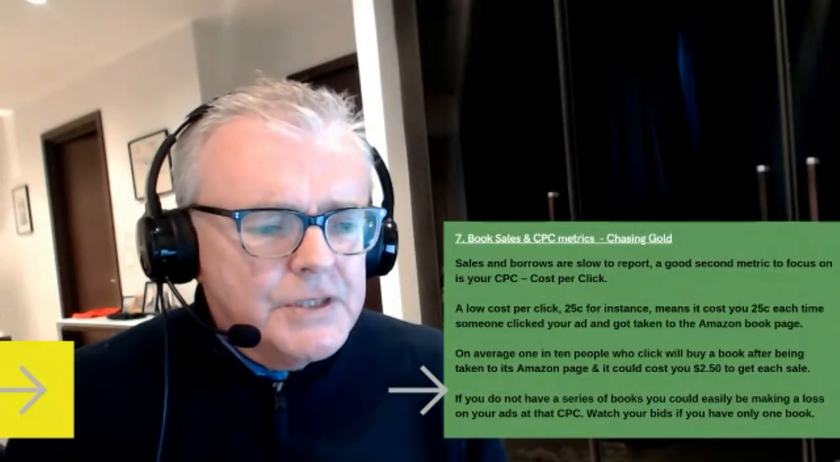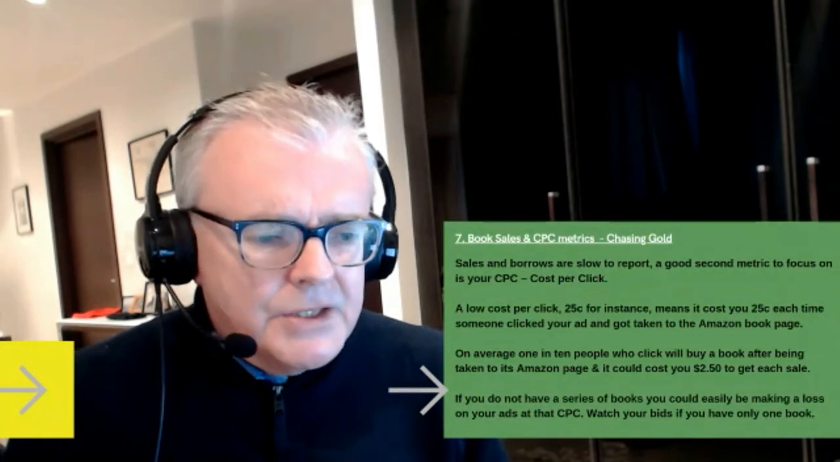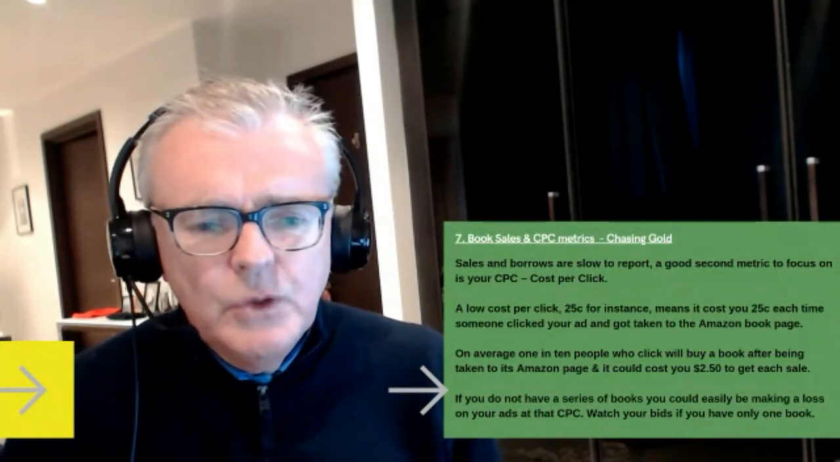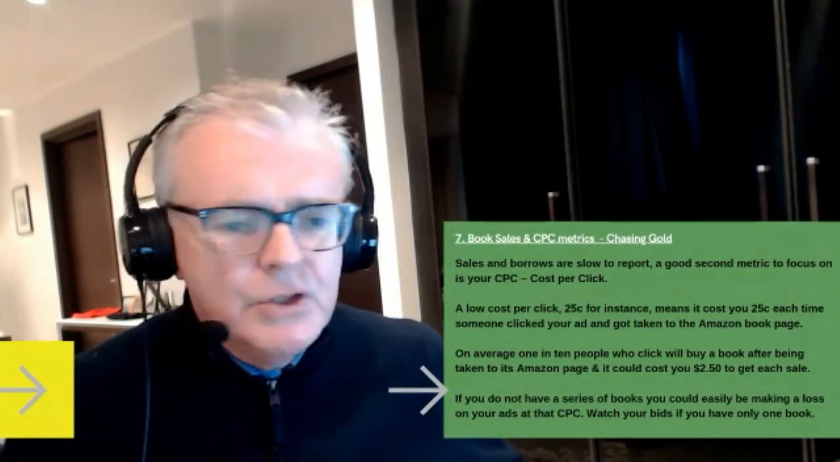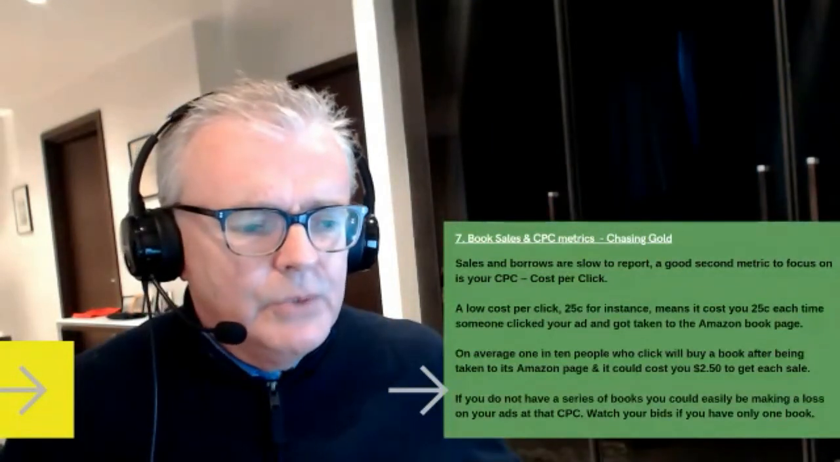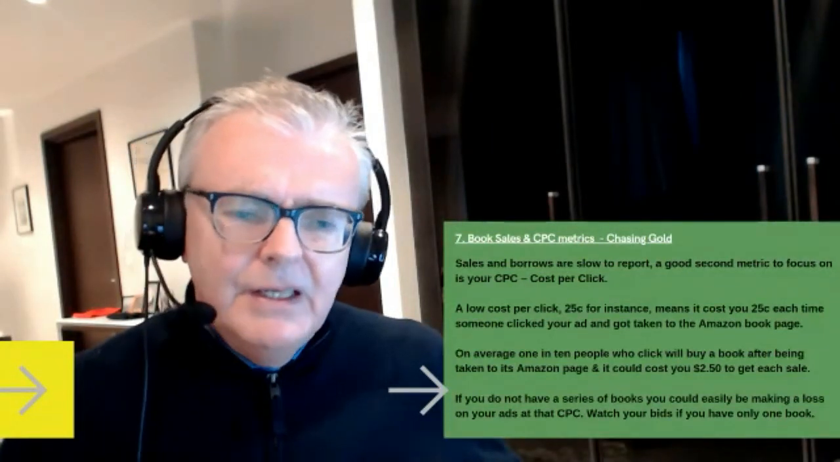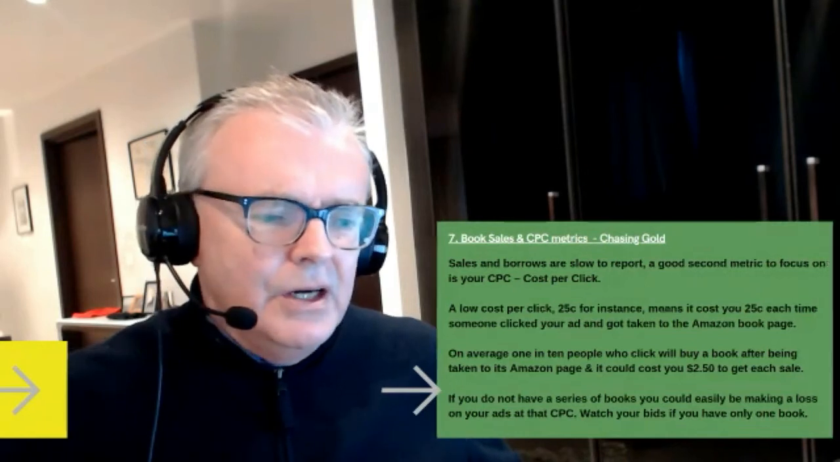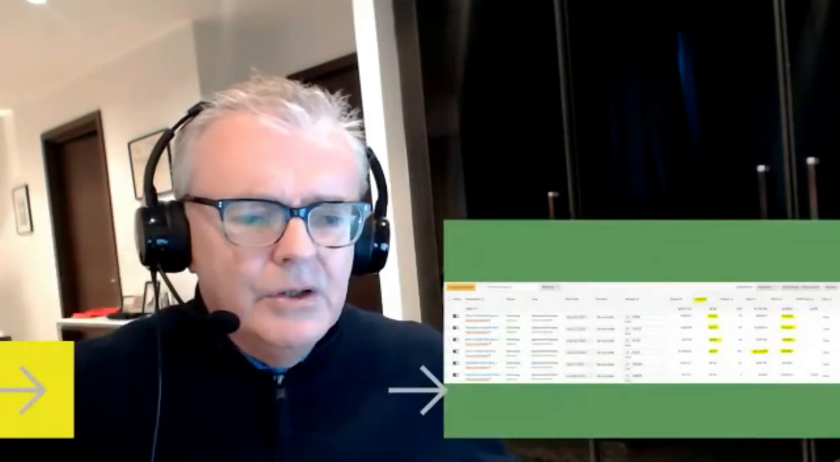If you do not have a series of books, you could easily be making a loss. Watch your bids if you only have 1 book. But we know people who are doing really well with 1 book. In fact, we manage them. So here we go with the 1 book, and look at the cost per click. This is most of the revenue from 1 book, and it's not a series of books.